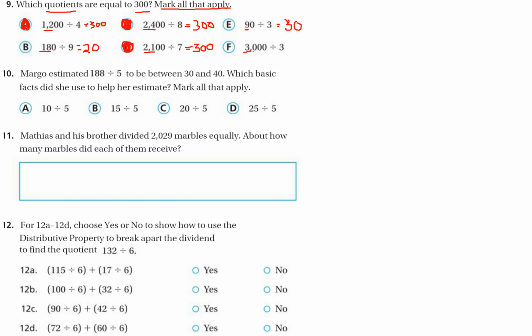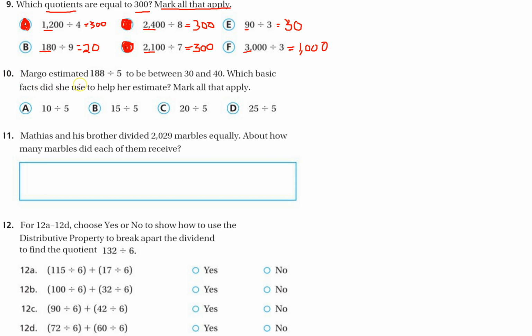3 goes into 3 1 time. I ignored 3 zeros. So it equals 1,000. Nope, that one doesn't work either. So you're just doing basic multiplication. It's basic division facts or fact families. Again, 3 times 8 is 24, or 24 divided by 8 is 3, or 24 divided by 3 would be 8. It's just a fact family.